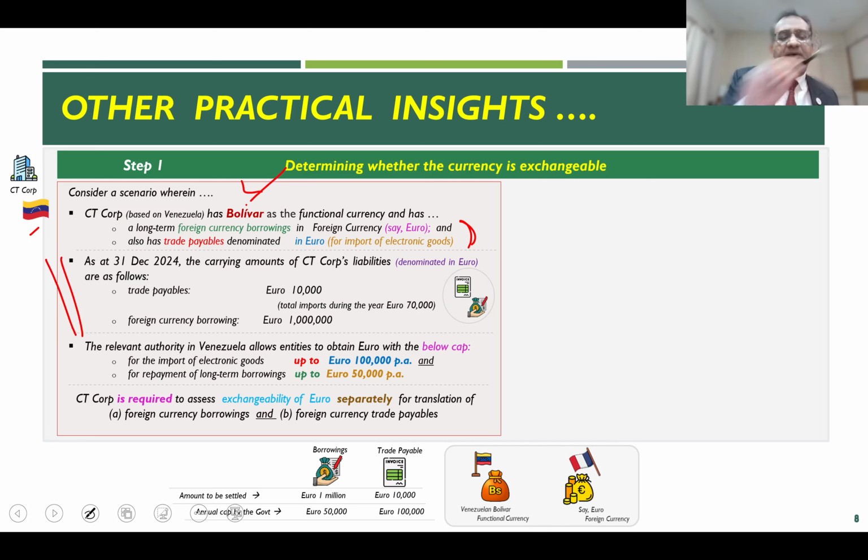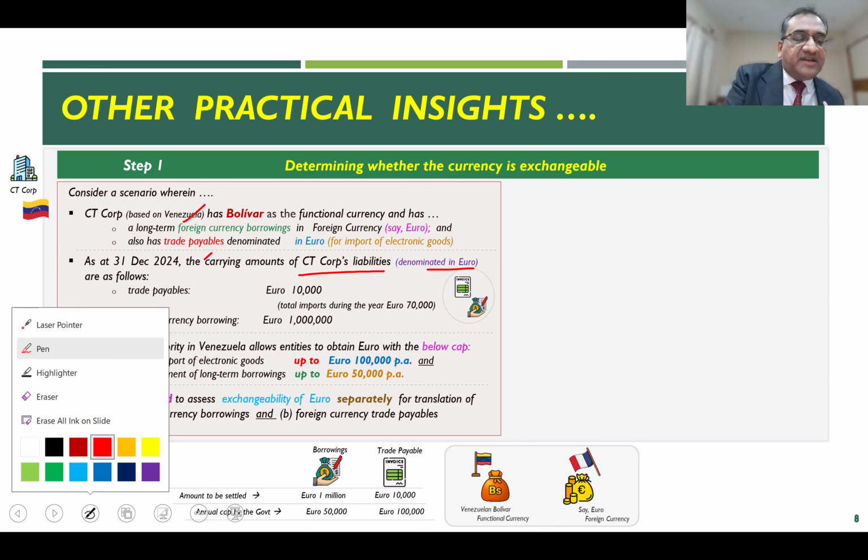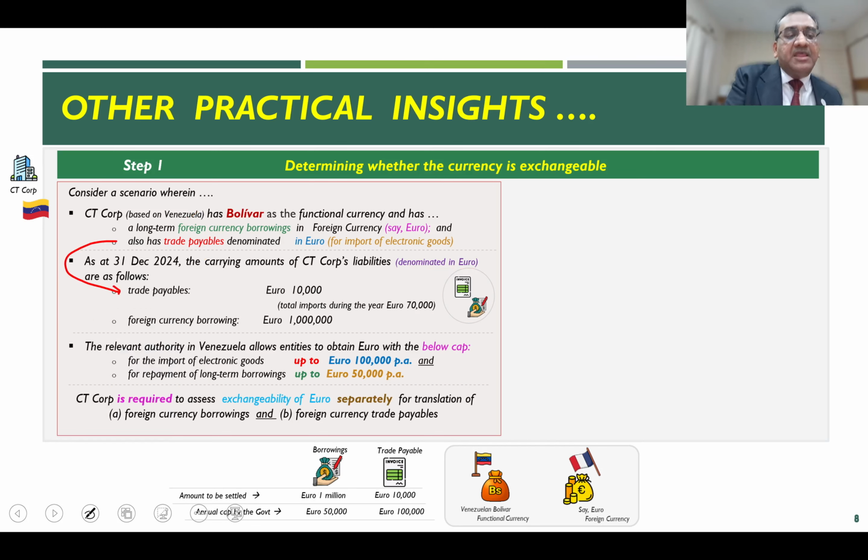Now what happens on 31st of December? Assuming 31st December is the measurement date, or let us say the year-end date, what is the carrying amount for these 2 items in their balance sheet? The carrying amount of Citicorp's liabilities, these 2 liabilities, denominated in euro, is as follows. When it comes to the trade payable arising on account of import of electronic goods, it has a euro outstanding of 10,000. And when it comes to the foreign currency borrowing denominated in euro, the outstanding amount is 1 million euro.